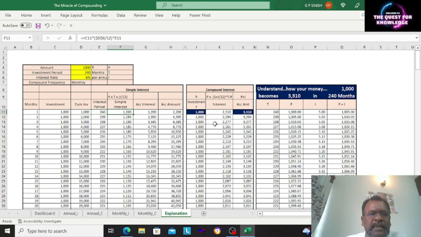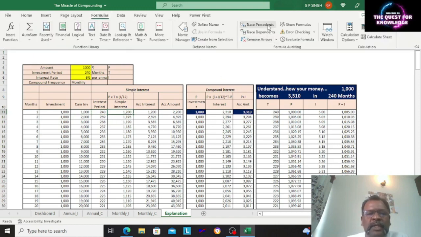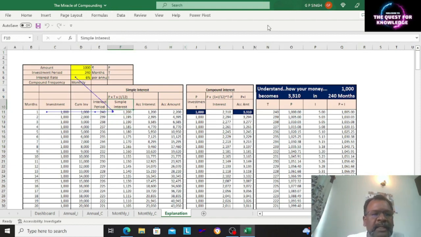So the formula is very simple here, as you can see. P into T into I. In this case, the principal is 1,000 rupees, and the interest rate is divided by 12 because 6% is per annum, and then it is multiplied with the period.